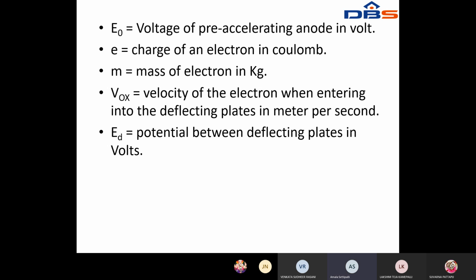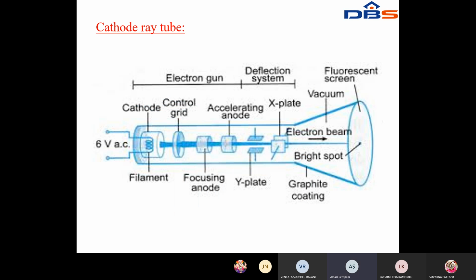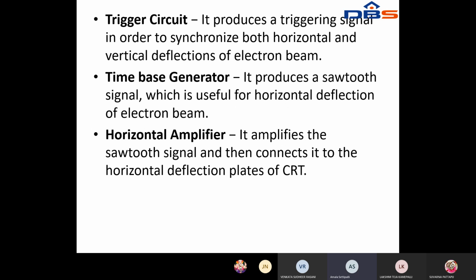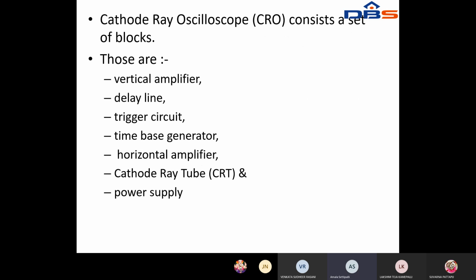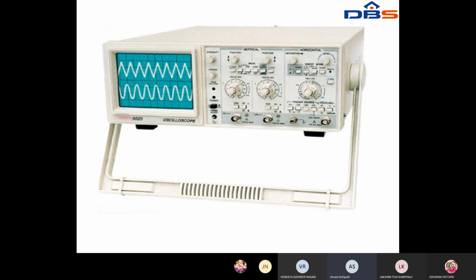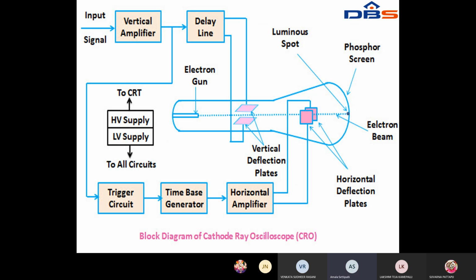So good morning, students. In the previous class, we discussed the CRO, the construction of the CRO and what the main parts of the CRO are. CRO is nothing but the cathode ray oscilloscope. The main part of the CRO is the CRT, the cathode ray tube.